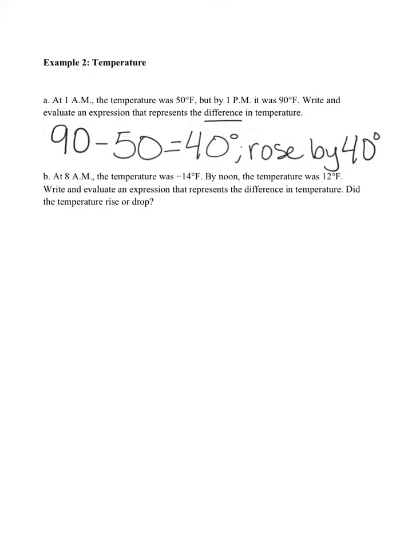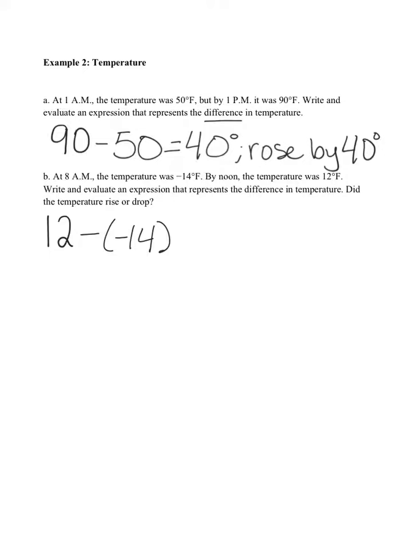And then for part B, at 8 a.m., the temperature was negative 14 degrees. By noon, the temperature was 12 degrees. Write and evaluate an expression that represents the difference in temperature. So for this one, we're starting at 12, ended at negative 14, and we want to know the difference, so therefore I'm subtracting.